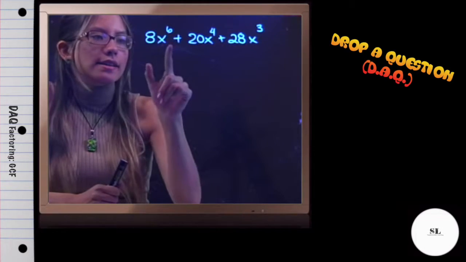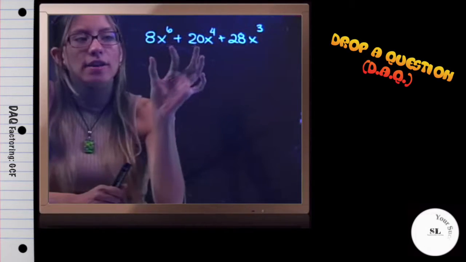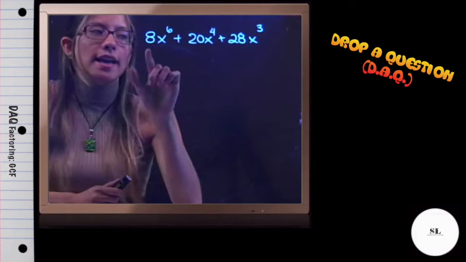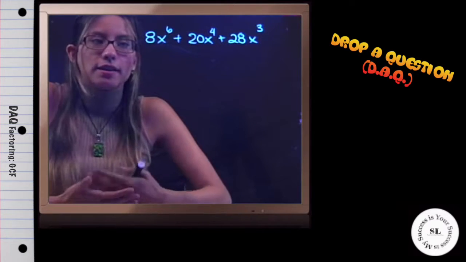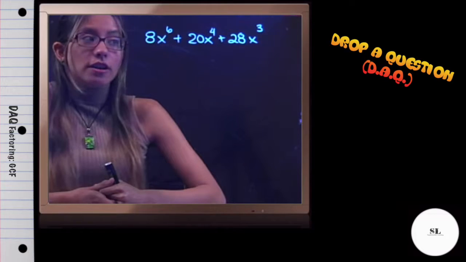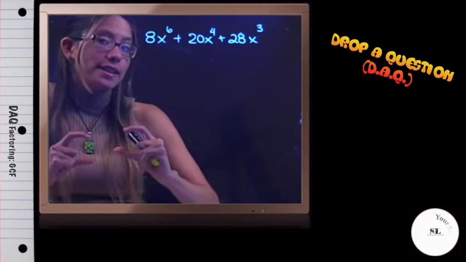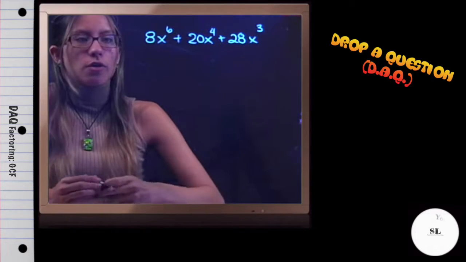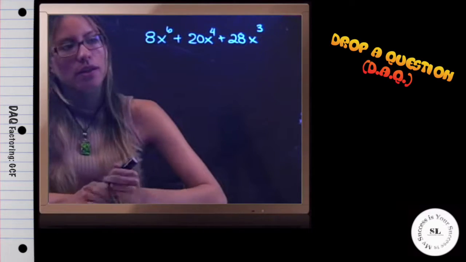So 8x to the 6th, 20x to the 4th, and 28x cubed. They each have a coefficient and a variable. So let's look at the coefficients first. 8, 20, and 28. They're all even numbers, which means that they're divisible by 2. But is there a better factor? They're actually all factorable also by 4. So just keep in mind that GCF means to use the greatest common factor. So 4 is greater than 2. 4 would be a better factor to use.